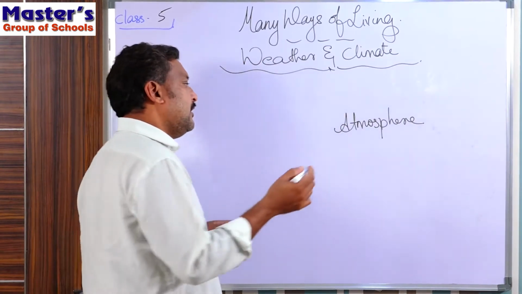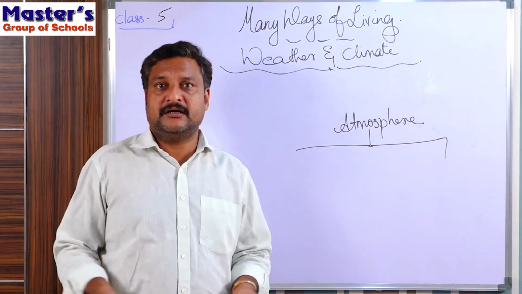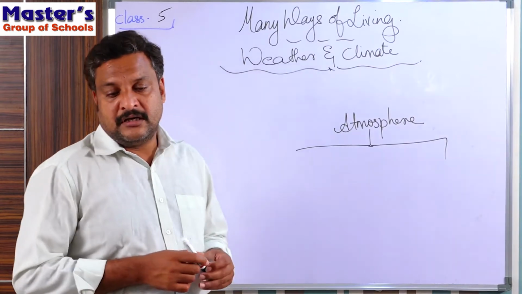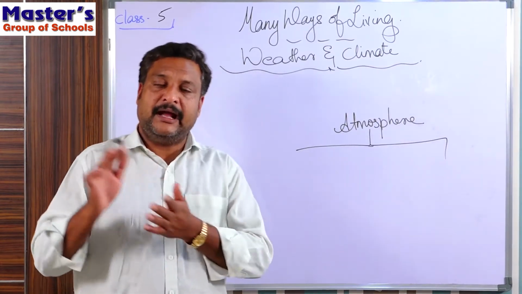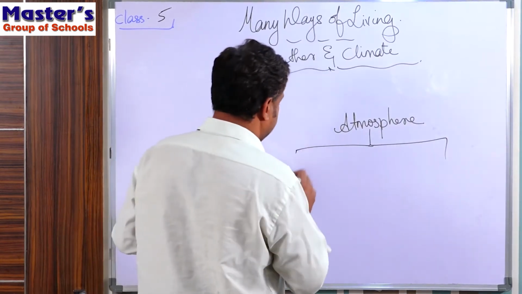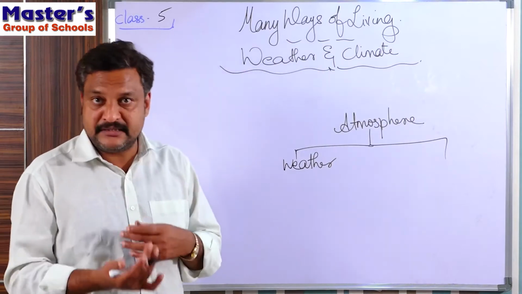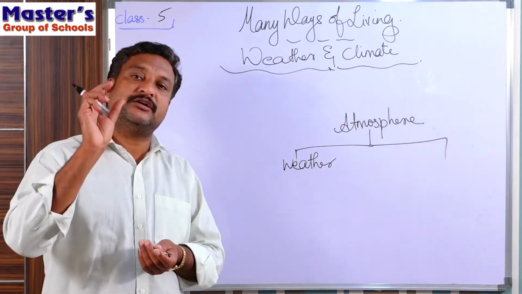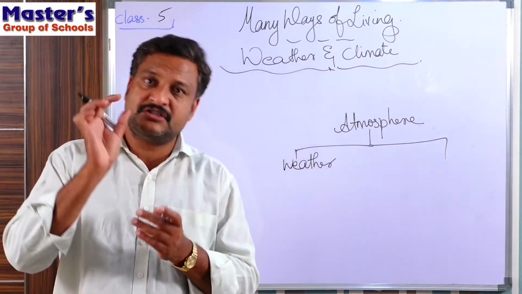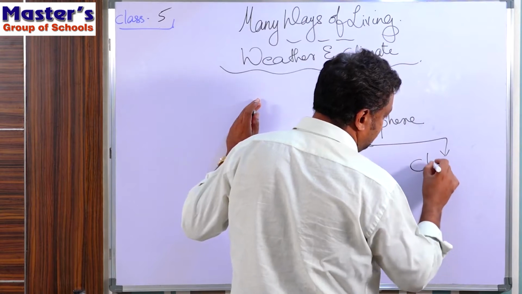Okay, and there are some kinds of changes that are happening in this atmosphere. This layer of air around the Earth undergoes some kinds of changes, some for a short time, and some for a long time. Weather is the kind of changes that happen in this atmosphere for a shorter period of time. The changes that happen for a shorter period of time are called weather, and the changes that happen for a longer period of time are called climate.